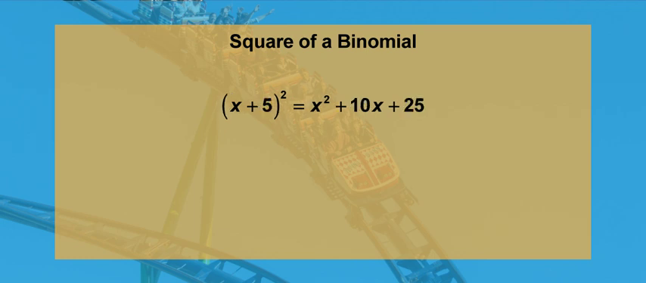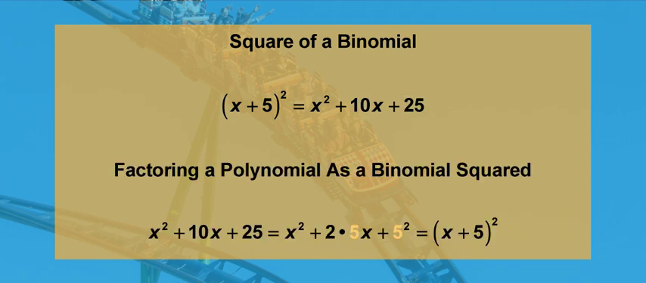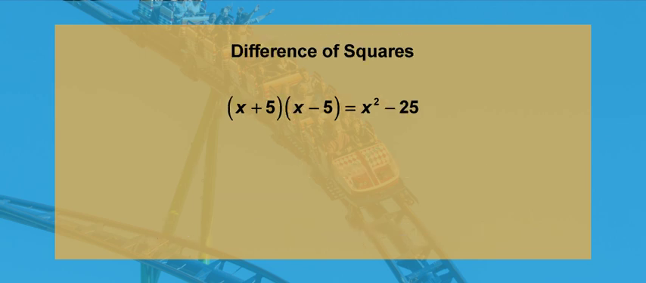Here's another example with the binomial x plus 5 squared. Notice that the coefficient of the linear term is twice the value of 5 and the constant term is 5 squared. So, when you see a quadratic binomial, look for a pattern in the coefficient of the linear term and the constant term. If it can be written this way, then it can be rewritten as the binomial squared. Let's look at another polynomial identity.